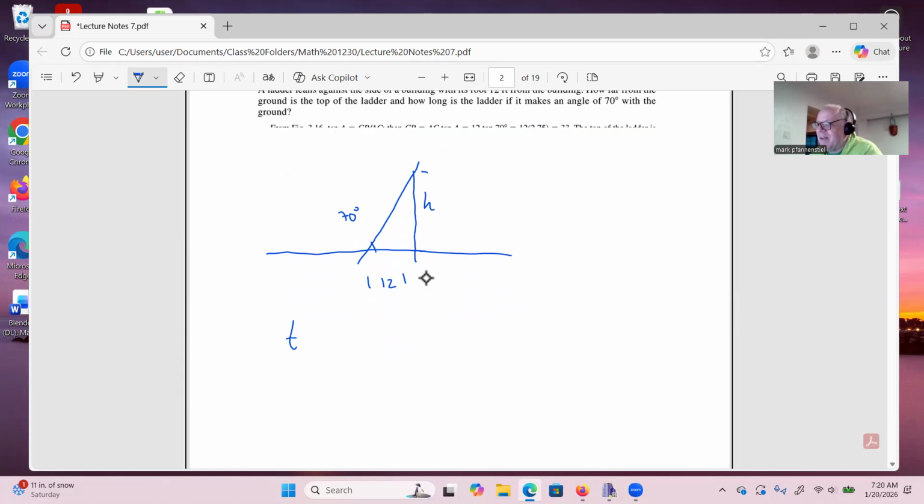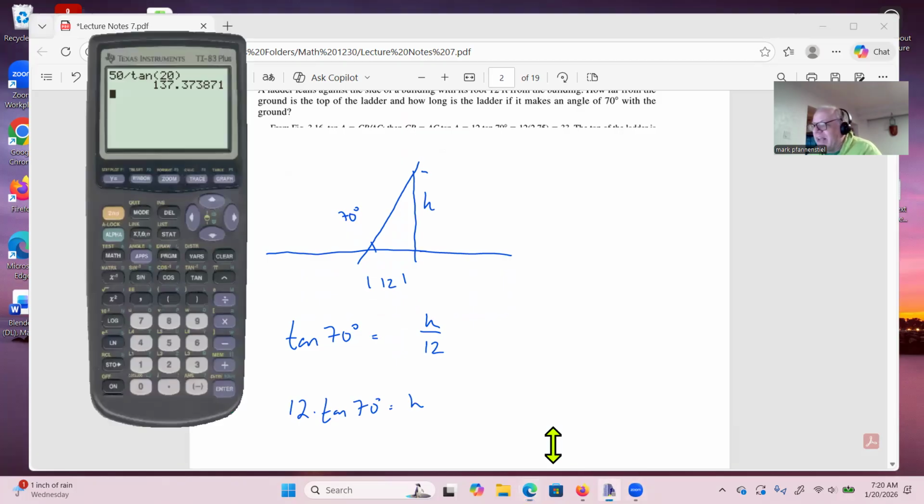So we have tangent of 70 degrees is equal to h over 12, and we just solve for h. Multiply both sides by 12, so we have 12 times the tangent of 70 degrees is equal to h. We go back to our calculators, and I know I'm in degrees because we just did that. It's going to be a pretty big number. And we end up with 32.96.